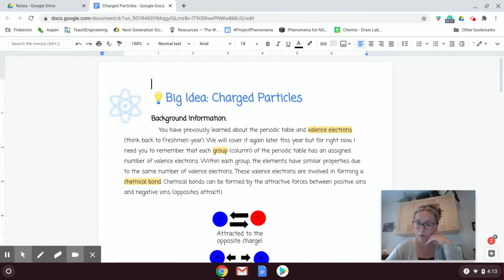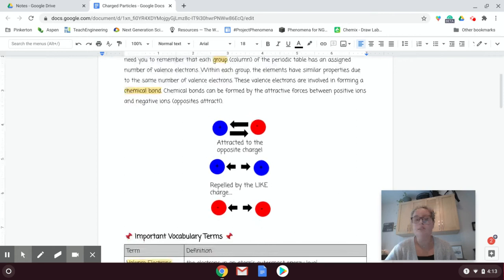Okay, so a chemical bond in most cases is formed by the attractive forces between positive ions and negative ions. You know that saying, opposites attract. So here's a little diagram for you. The positive and negative ions are attracted to each other, and like charges will repel.